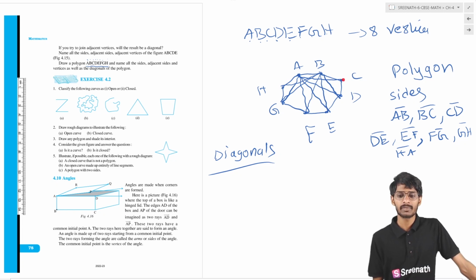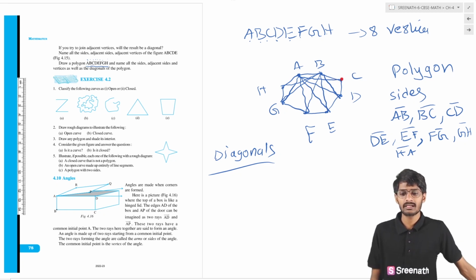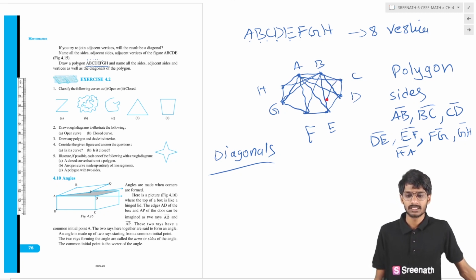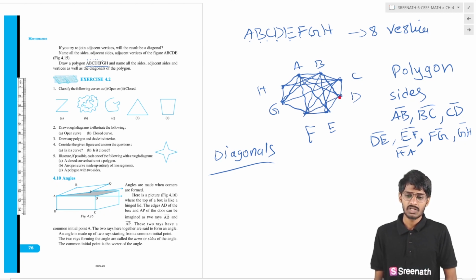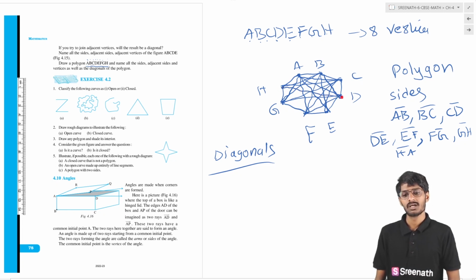Coming to C, B and D are adjacent. So we can draw for the others. There is already a diagonal from C to A. So we have to draw it from C to E, C to F, C to G, and C to H. Now coming to D. Both these are adjacent, and the remaining are A, B and the others. There is already a diagonal to B and to A. Now here you have to draw a diagonal to F, another diagonal to G, another diagonal to H. So we have completed D.